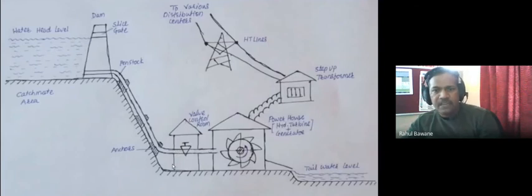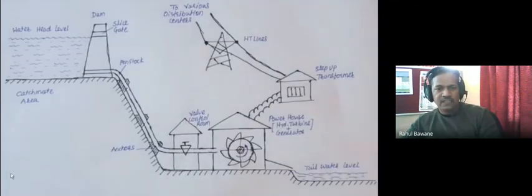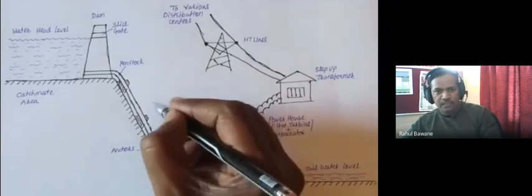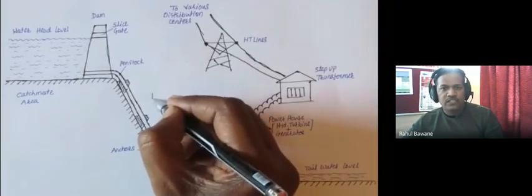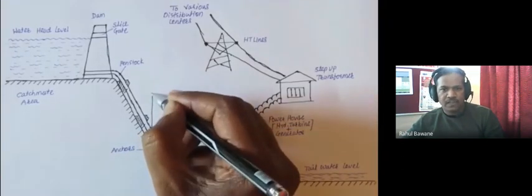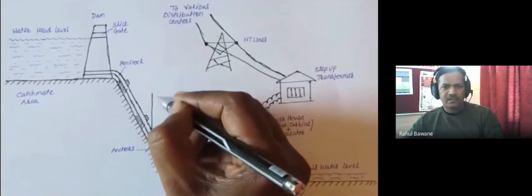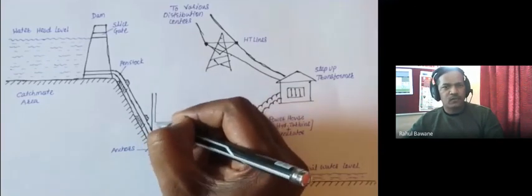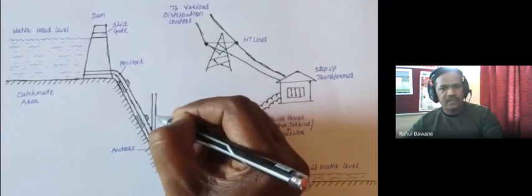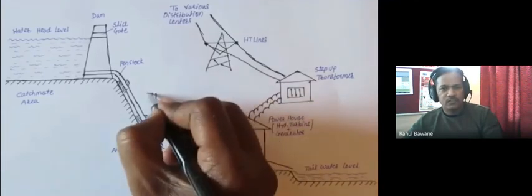To safeguard against this, there is another part in a hydroelectric power plant, that is called a surge tank, and it is simply an open tank. There is no control valve, nothing. It is simply an open tank, and it is attached to this penstock.